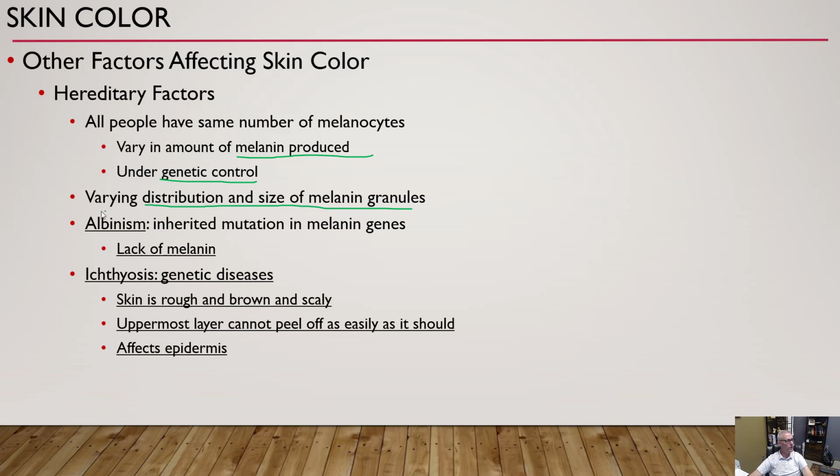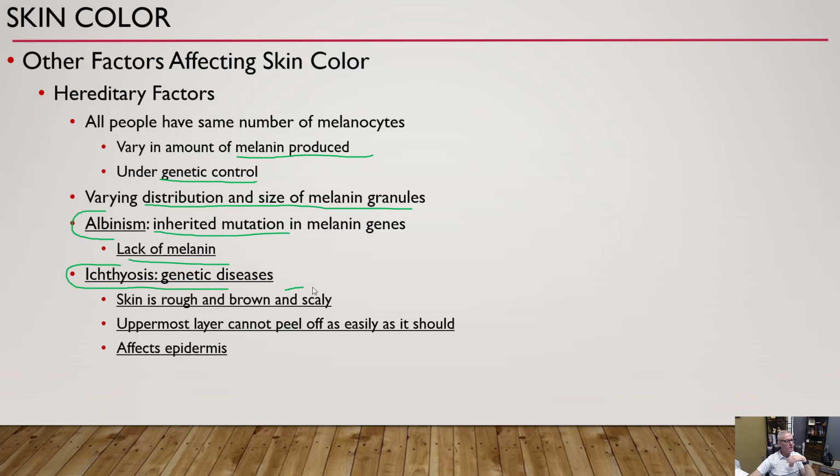There are conditions out there called albinism. If you ever heard albino, it's actually an inherited mutation where the person really doesn't have any melanin. So they're going to appear very, very white. We also have this genetic condition called ichthyosis. If you download the slides, there's a web address link that you can click on in the speaker notes that shows you a picture of ichthyosis, or you can just Google ichthyosis.